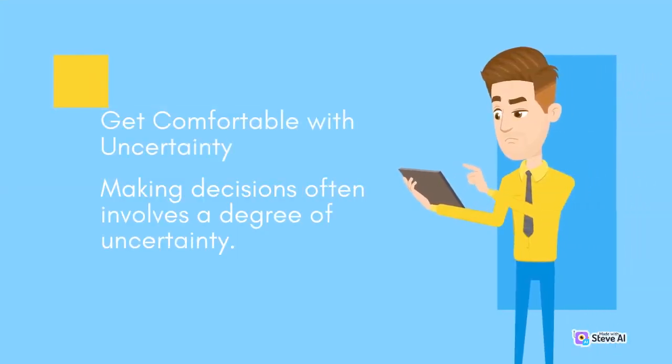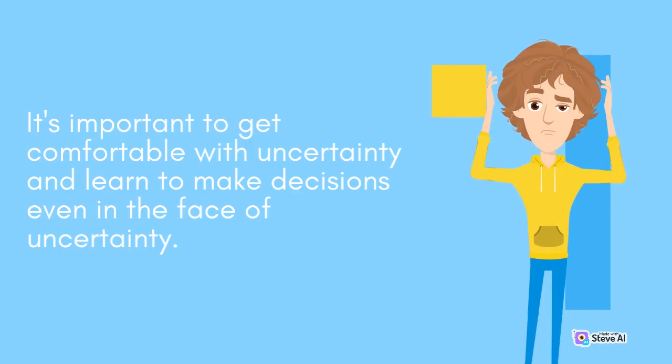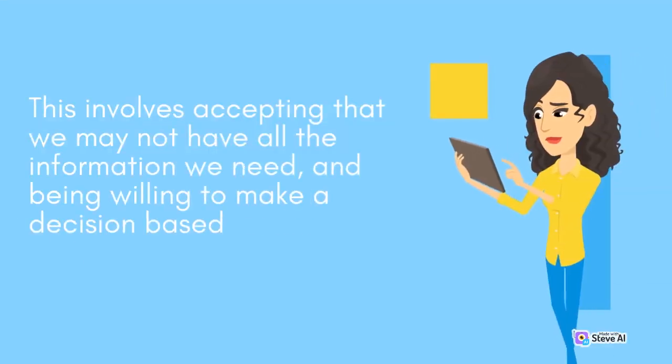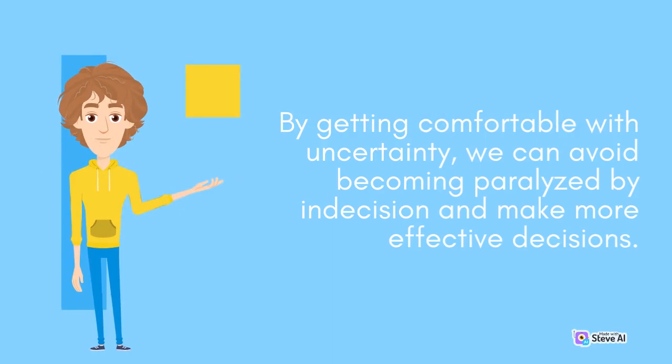Get comfortable with uncertainty. Making decisions often involves a degree of uncertainty. It's important to get comfortable with uncertainty and learn to make decisions even in the face of uncertainty. This involves accepting that we may not have all the information we need, and being willing to make a decision based on the information that is available. By getting comfortable with uncertainty, we can avoid becoming paralyzed by indecision and make more effective decisions.